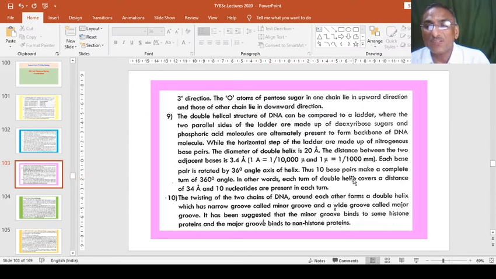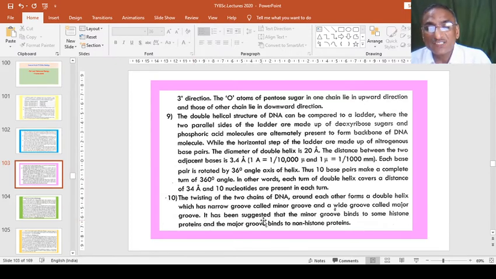Thus 10 base pairs make a complete turn of 360 degrees. In other words, each turn of the double helix covers a distance of 34 angstrom and 10 nucleotides are present in each turn. The twisting of the chains of DNA around each other forms a double helix which has a narrow groove called the minor groove and a wide groove called the major groove.